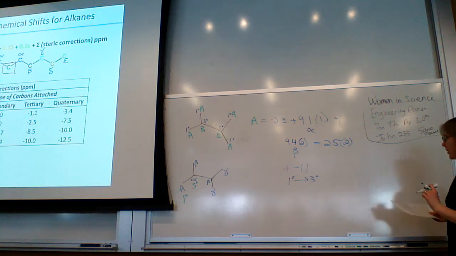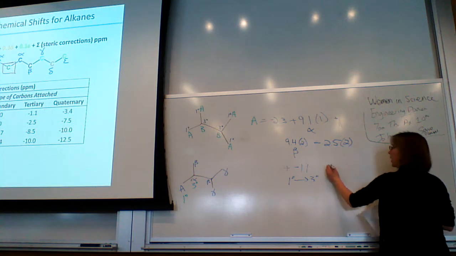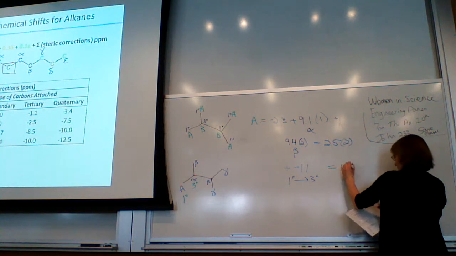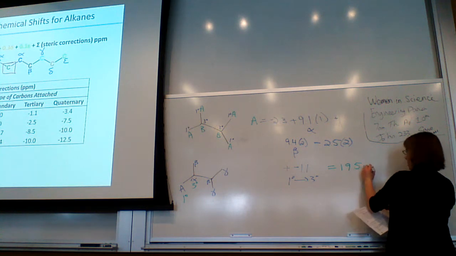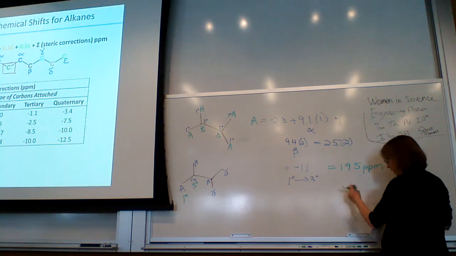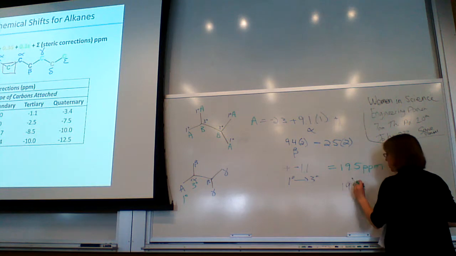And then we add that all up, and we get 19.5 parts per million. The actual value on this one is 19.5.